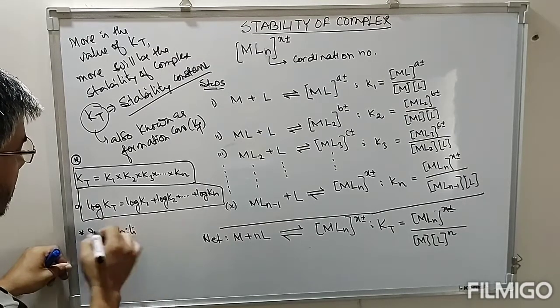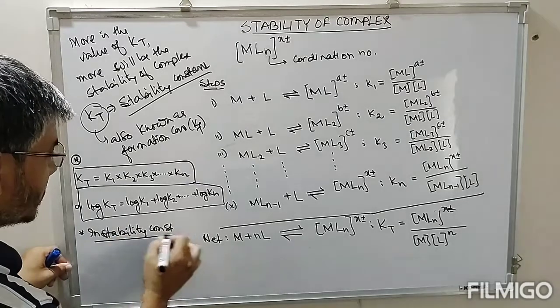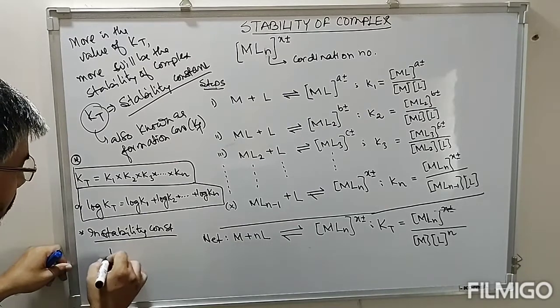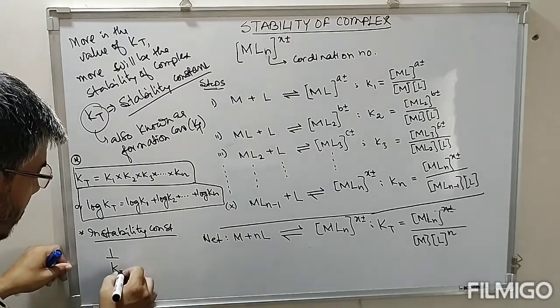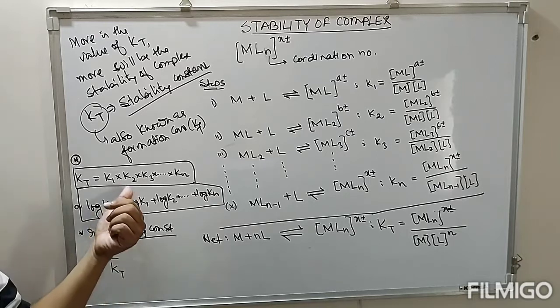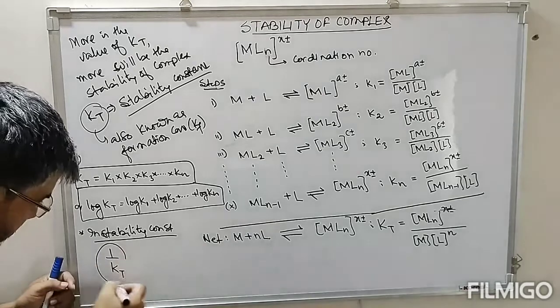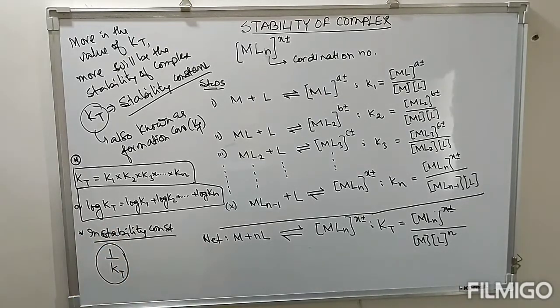Instability constant. So this instability constant is nothing but 1 by K total. So now look at this. If the instability constant is less, that means the stability constant will be more. So this is another way to define the stability.